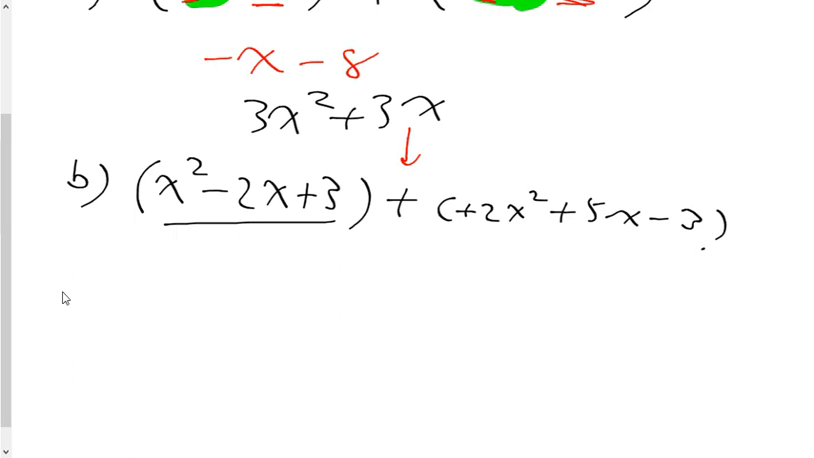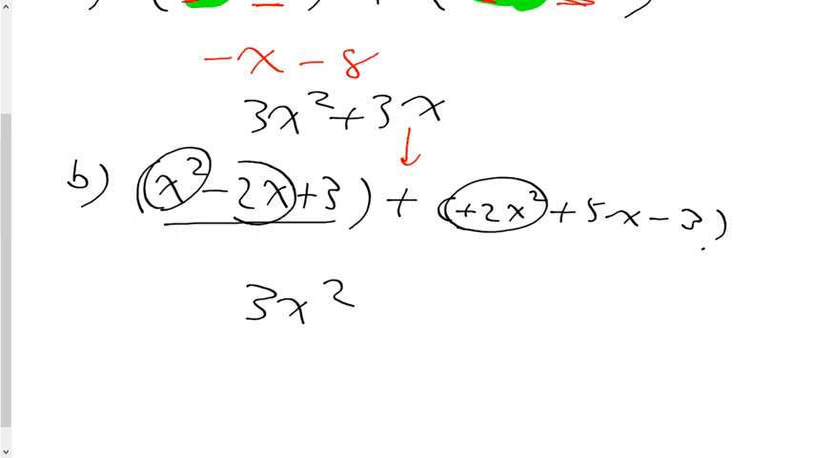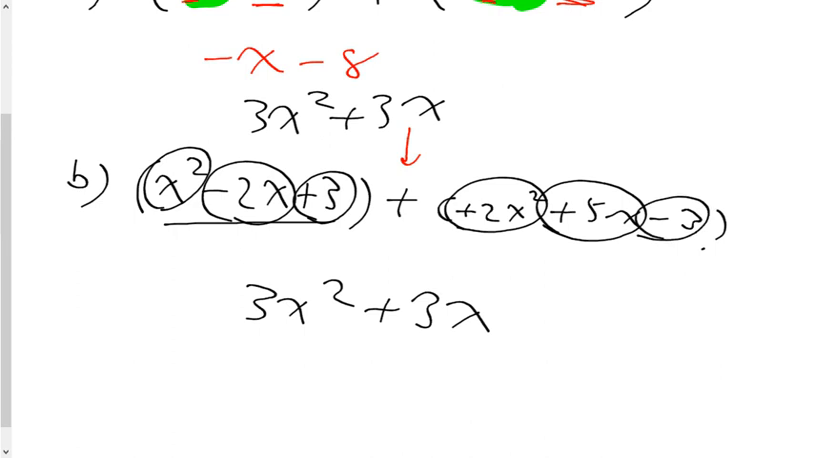The reason this is easier is because now all I'm doing is gathering like terms. X squared plus 2x squared is 3x squared. Negative 2x and positive 5x is positive 3x. And positive 3 and negative 3 make nothing. And I end up with the same answer I got with modeling, but I used gathering like terms.